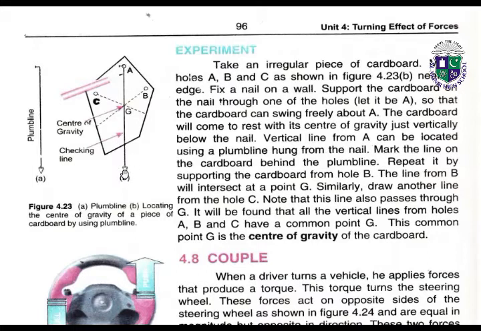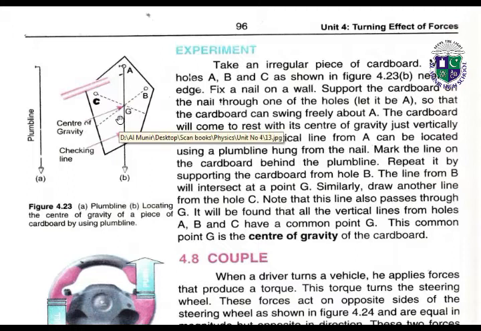When it comes to rest, draw a line from point A. Then do the same with point B. Hang this cardboard at point B, in the point B hole, and also hang the plumb line. When it rests, draw a straight line along the point B. Then also hang it at point C. Also hang the plumb line and draw a straight line. Where these lines intersect with each other, this will be the point where we have the center of gravity.